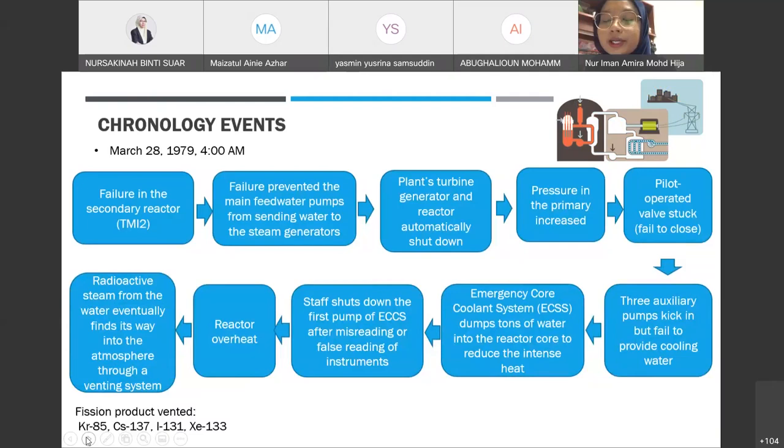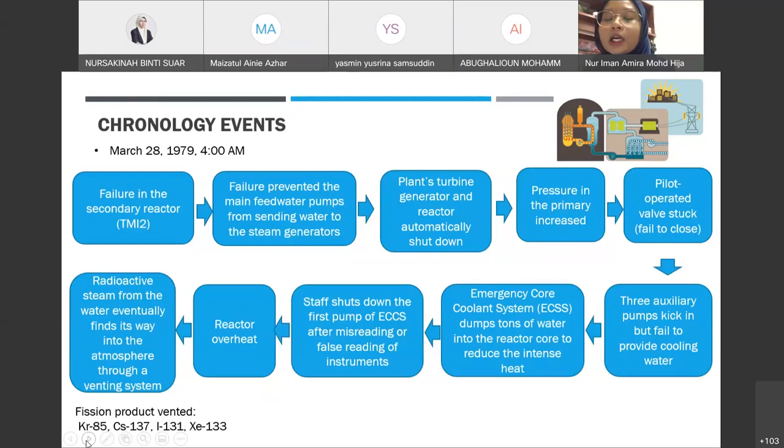Immediately, the pressure in the primary system began to increase. In order to control that pressure, the pilot operated relief valve opened. The valve should have closed when the pressure fell to proper levels, but it became stuck open. Instruments in the control room, however, indicated to the plant staff that the valve was closed. As a result, the plant staff was unaware that the cooling water, in the form of steam, was pouring out of the stuck open valve.